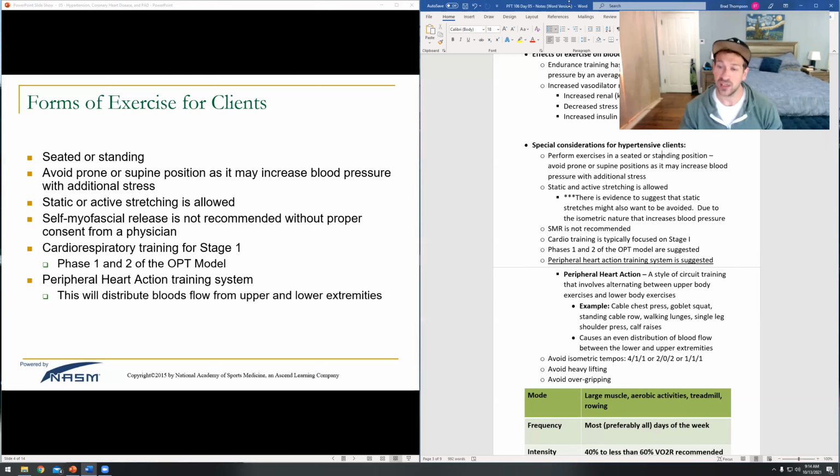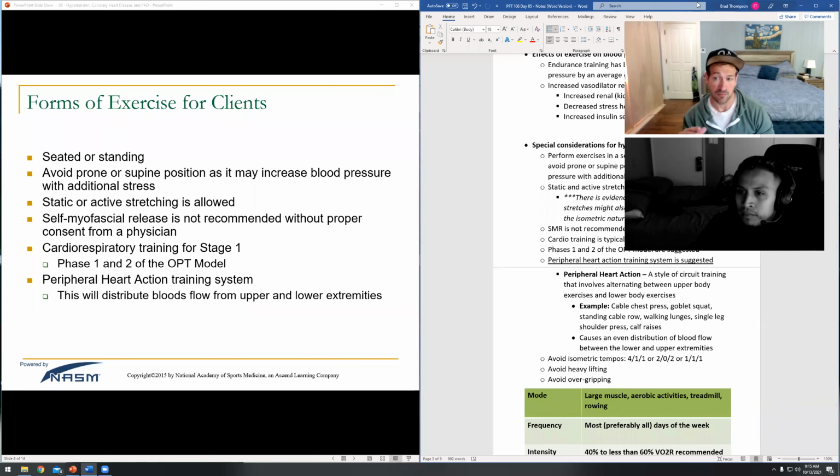So when it comes to your stretching, it says static and active stretching is going to be allowed. Now I put a little asterisk here. This is me talking. I do want to point one thing out that I have read multiple times over the years. Static stretching is an isometric, something where you hold in one position, right? Isometrics in general should be avoided for clients who have hypertension, because it actually raises the pressure in your system.